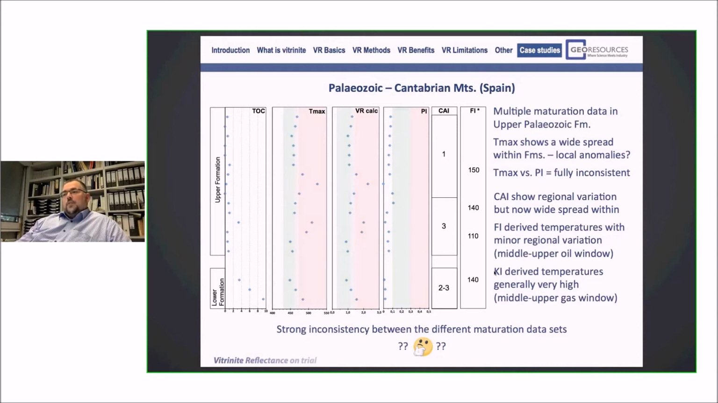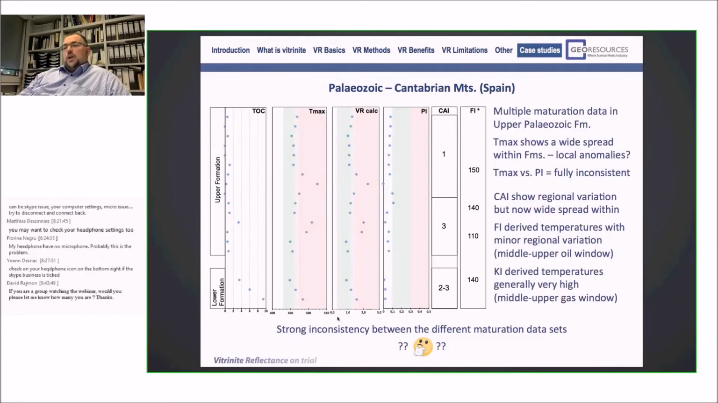And in the area we have also clay mineral data, which are showing very high maturation, middle to upper gas window maturation. So we have a handful of different maturation parameters that don't work together. They are all indicating different things. So there's a strong inconsistency between the different maturation data sets. How can we handle this? How can we understand this?